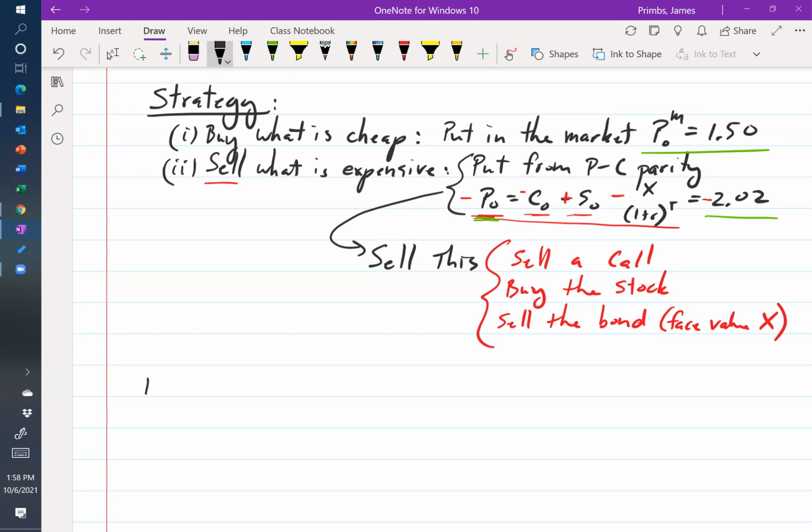So what is my profit here? At time 0, how much money am I going to get? I'm buying something for $1.50. I'm selling something for $2.02. How much am I going to pick up at time 0? Yeah, it's 52 cents, just the difference between these. So I'm going to earn 52 cents right now, okay? That's great.